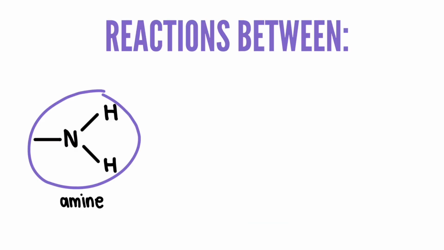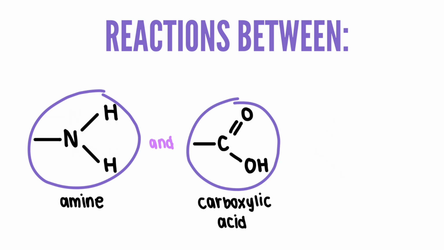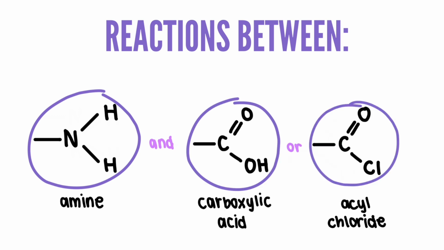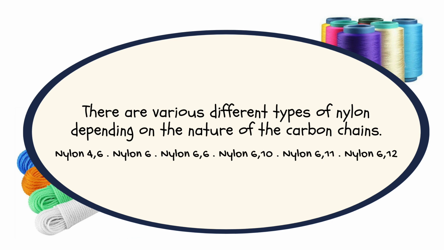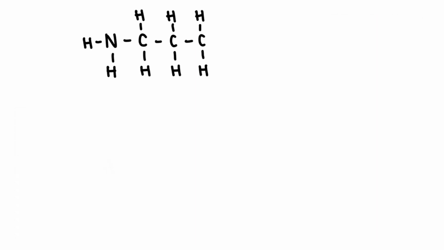Nylon can be made from a variety of monomers, but all nylons are made in reactions between the amine group and a carboxylic acid or acyl chloride group. There are various different types of nylon depending on the nature of the carbon chains. Today, I will be talking about two different types of nylon. The first type is nylon 6,6.